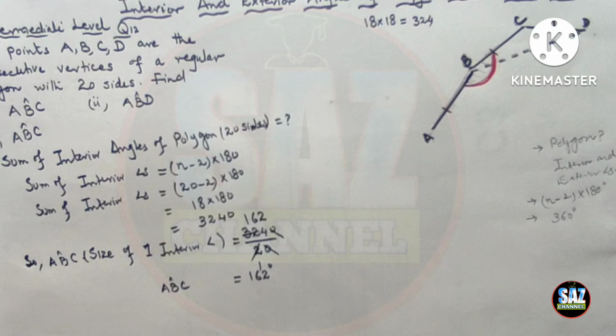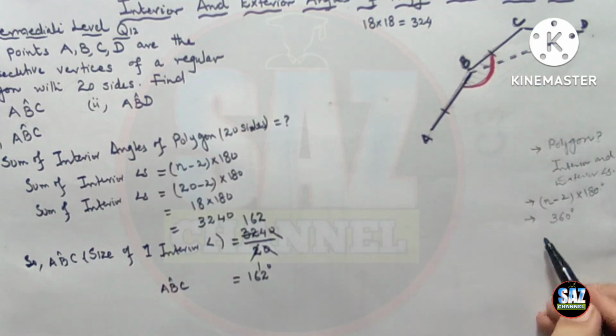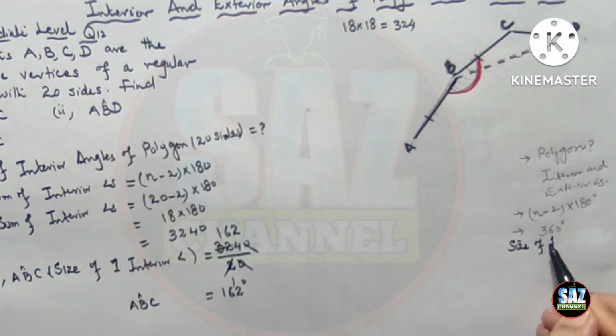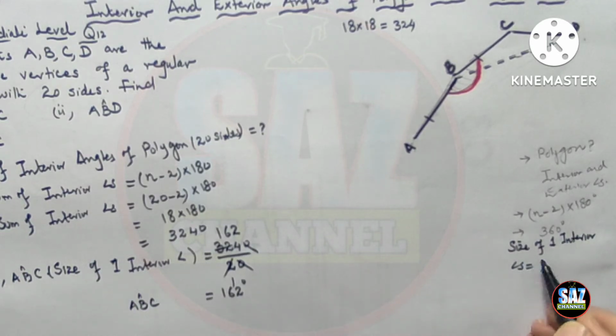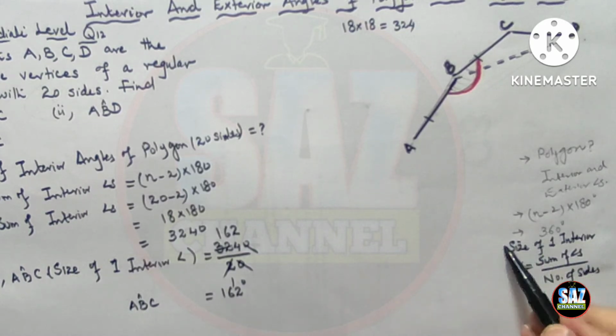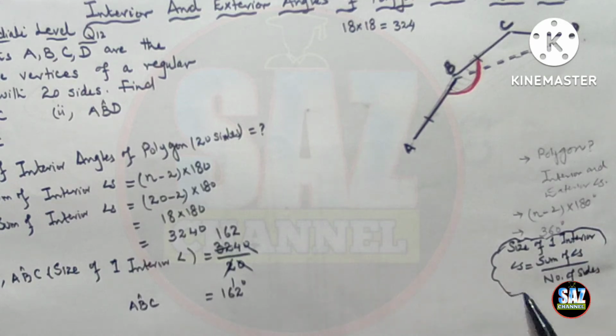So, for the size of one interior angle, we can write the formula here: size of one interior angle equals the sum of angles divided by the number of sides. You can learn this formula by heart, because it will be used in later classes as well.